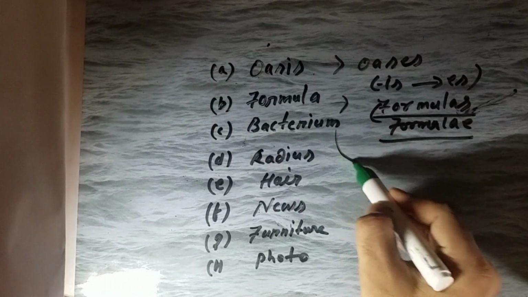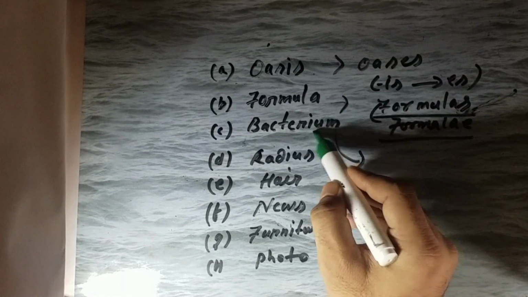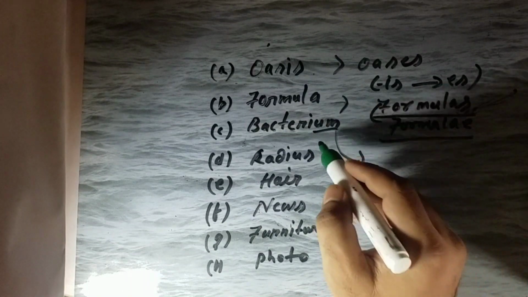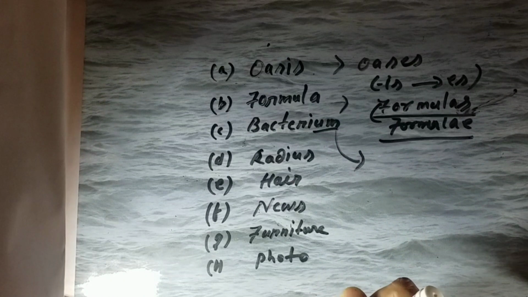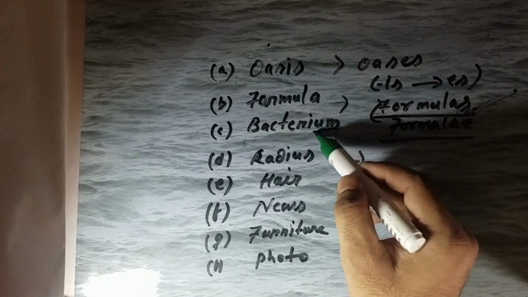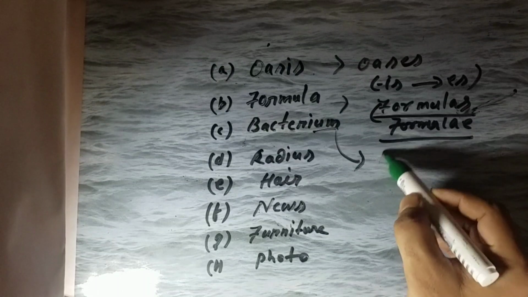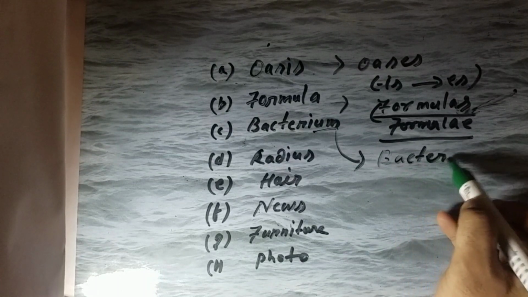Bacterium. The next word is bacterium. The word which ends with um should be replaced with a to make it plural. जो वर्ड um से हो रहा है उस um को क्या करना है? रिप्लेस कर देना है किससे? a से, एंड इट विल बी व्हाट? बैक्टीरिया.